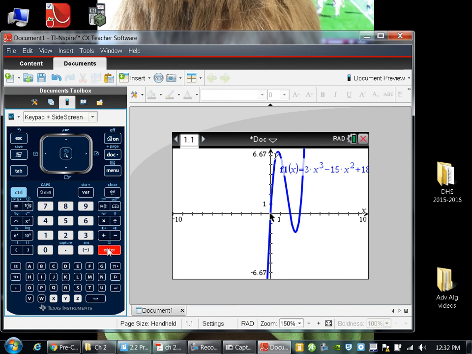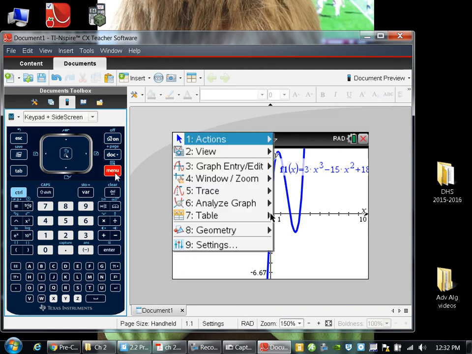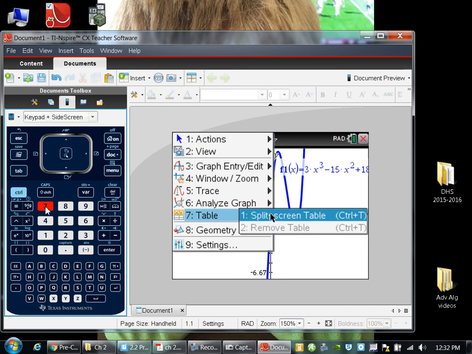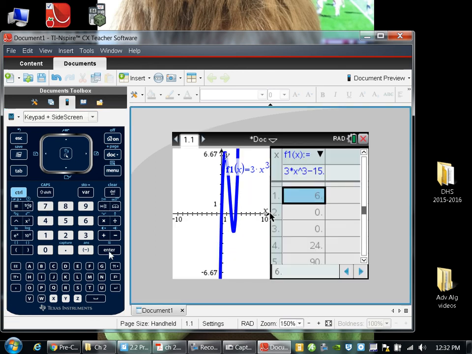Now, when we're looking at this, obviously you can sit there and look, and you notice that somewhere between 0 and 2, we get that localized maximum to occur. Well, if you look at your table, let's see here, menu 7, and then enter. Menu 6.